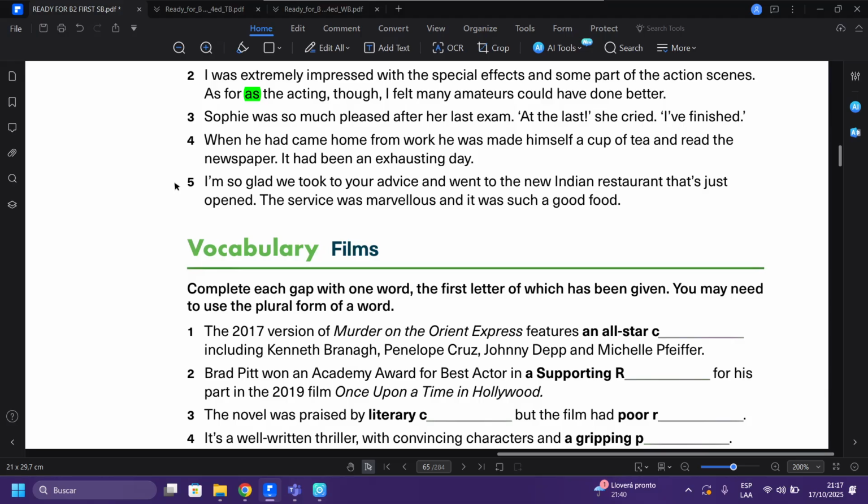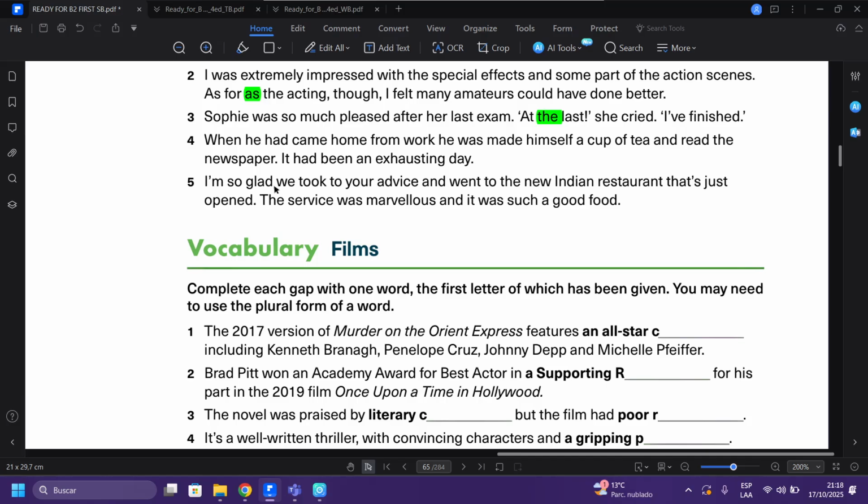Number three. Sophie was so much pleased after her last exam. At the last, she cried, I have finished. Very easy. Where is the mistake? Do you remember the expressions that we learned at the beginning of this lesson? In the end, at the end, and the other one was at last. Yes. It is not "at the last," it is only "at last." Yes, that is it.